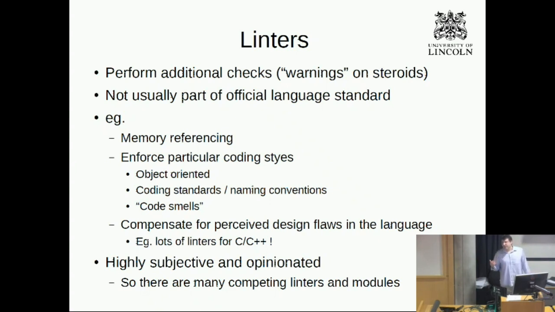So linters are often used to compensate for what their authors perceive to be design flaws in the language. If you had a perfect language, you wouldn't need a linter because everything the linter's doing would already be built into the compiler and it would prevent you from doing those things. The problem is that no two people in the world can agree on what is good or bad coding. And so what you find is for most languages, there are many linters out there which compete with each other, and they all enforce different ideas of what their authors think is good coding practice.